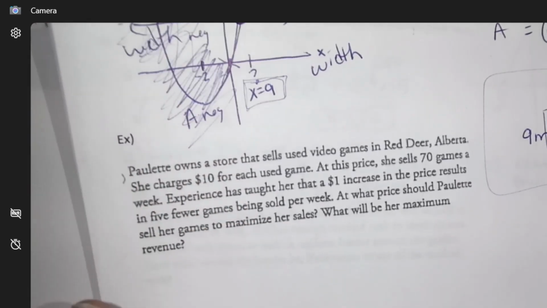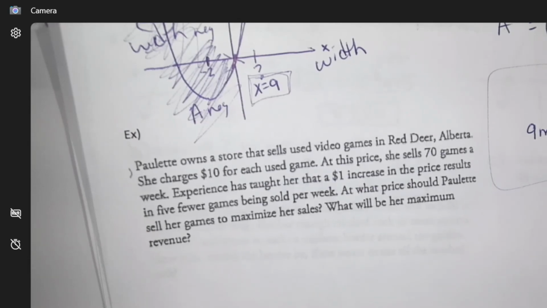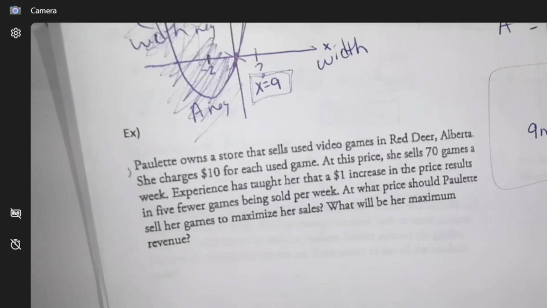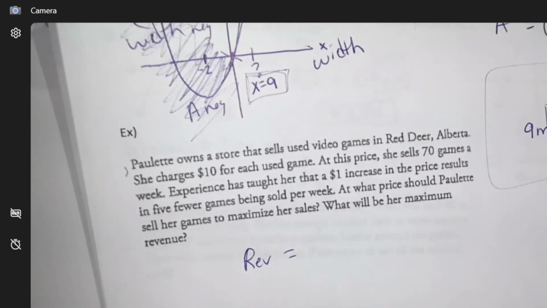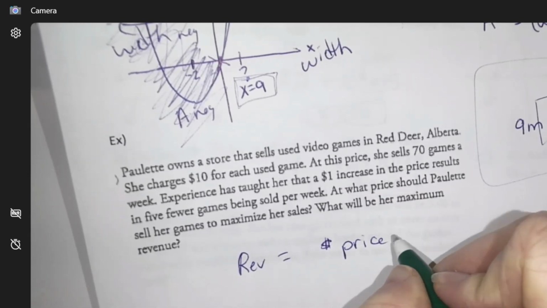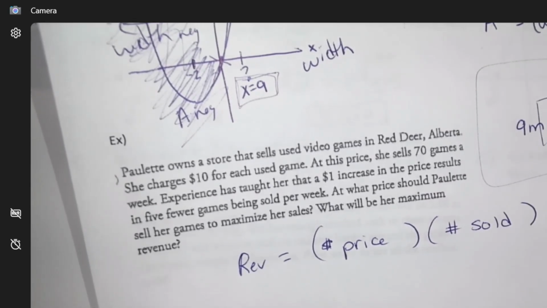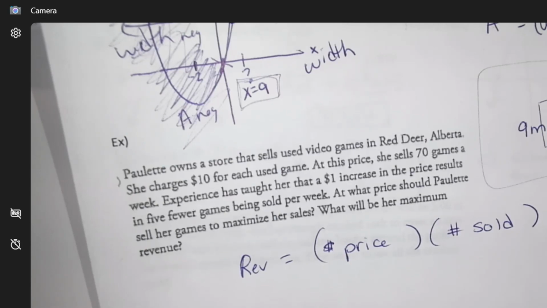Okay, last one of the day. Paulette owns a store selling video games. She charges $10 a game, sells 70 games. So what she's doing is she's trying to make money. She's trying to make a revenue. So can you go revenue equals the price times the number sold? Does that make sense on how much money you would make? You would say, how much is each? Times however many I sell. That's how I make my money.